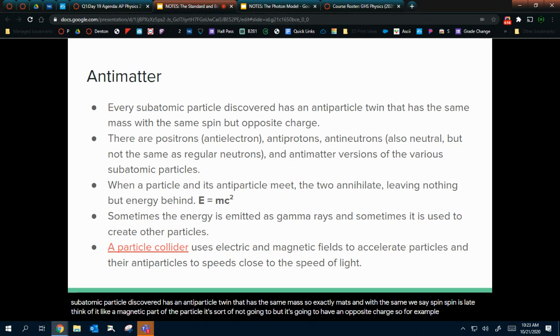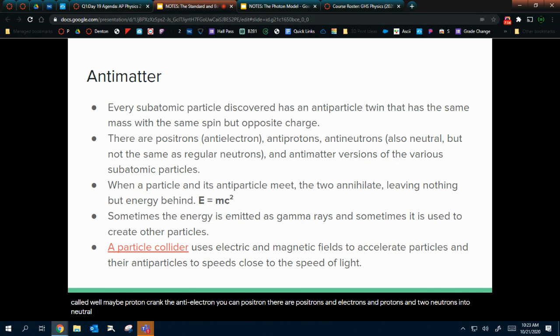For example, if you look at the electron, it has an antiparticle twin, which has the exact same mass as the electron. It would have the same spin when it was created with the electron, and it would have not a negative charge, but a positive charge. Most antimatter is just called anti-whatever, like an anti-proton is called, well, an anti-proton. The anti-electron does have a special name, it's called a positron. So there are positrons, anti-electrons, anti-protons, anti-neutrons.